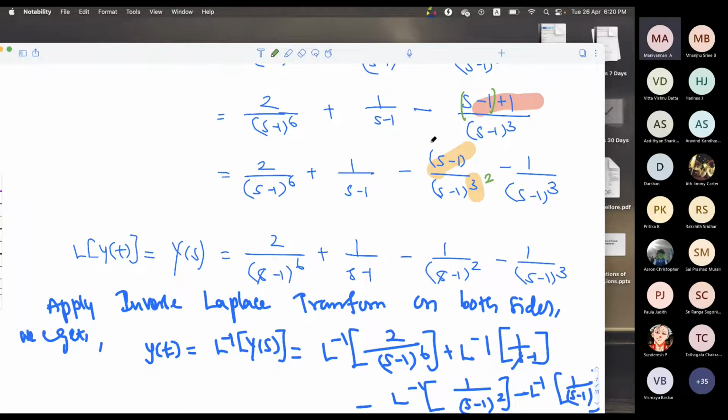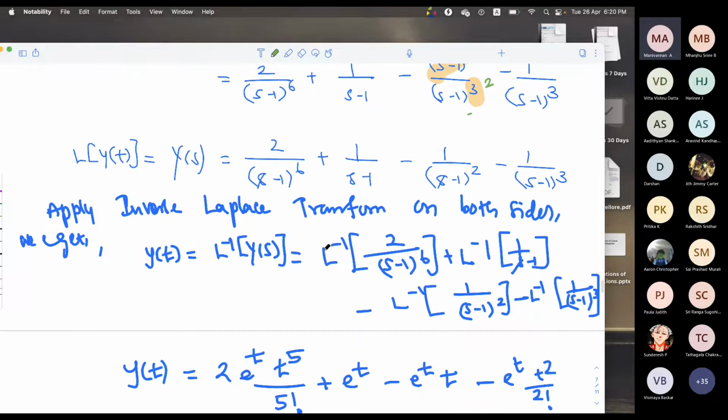So 1 upon s minus 1 whole square, if we are having that. Now applying the inverse Laplace transform, take this minus 1 outside, e raised to the power t, then 1 upon s power 6. Sir, what about this L inverse of 1 divided by s to the power 6? It can be considered as 1 upon s to the power 5 plus 1, am I right?